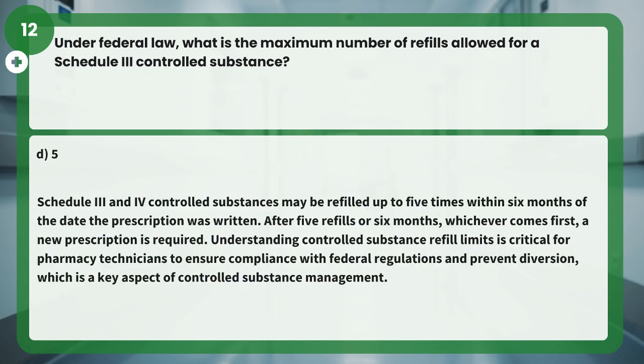Answer D. 5. Schedule 3 and 4 controlled substances may be refilled up to 5 times within 6 months of the date the prescription was written. After 5 refills or 6 months, whichever comes first, a new prescription is required. Understanding controlled substance refill limits is critical for pharmacy technicians to ensure compliance with federal regulations and prevent diversion, which is a key aspect of controlled substance management.